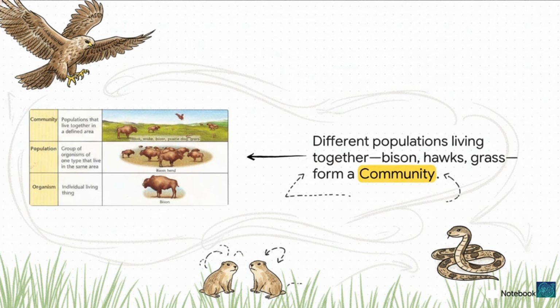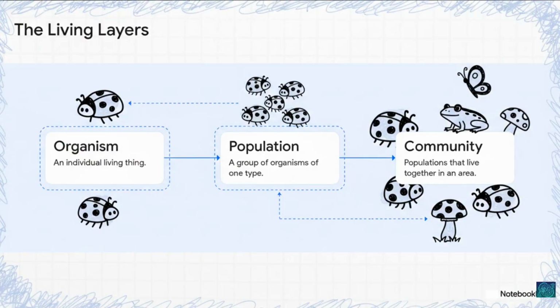It's definitely not just bison out here. You've got populations of hawks and snakes, prairie dogs, and all that grass they're eating. So when you bring all these different living populations together in one place, you get what's called a community. It's like the entire cast of living characters all sharing the same stage. So quick recap, right? We started with the individual organism, we zoomed out to a group of them, the population, and then we zoomed out again to all the different groups, the whole community.